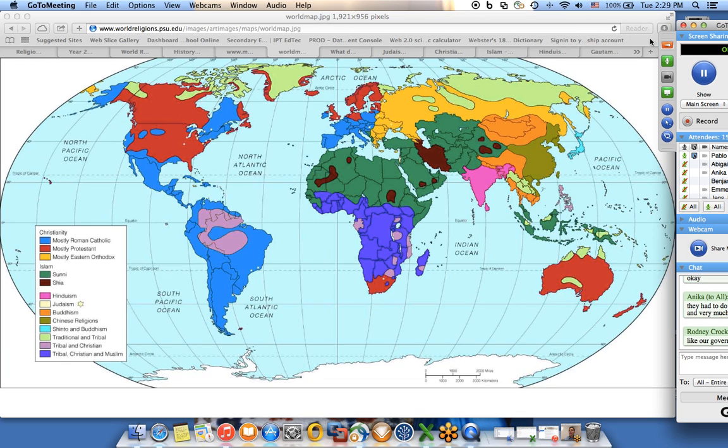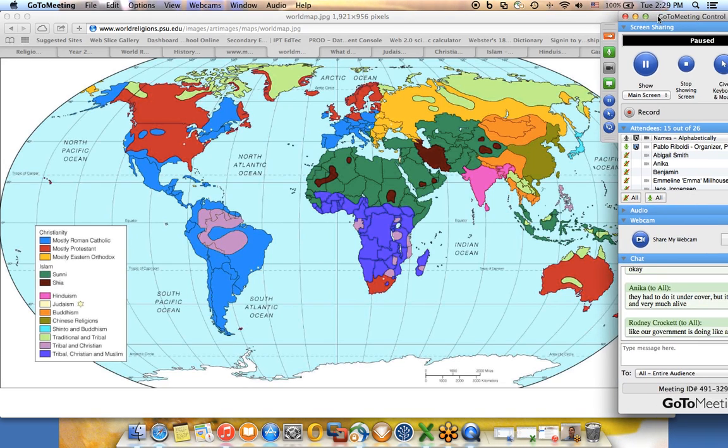In this map, I don't know if you can see some of these dots throughout the map. Those are areas of the world where Judaism also has some concentration of population. It's not predominant, but there are large concentrations of Jewish people.